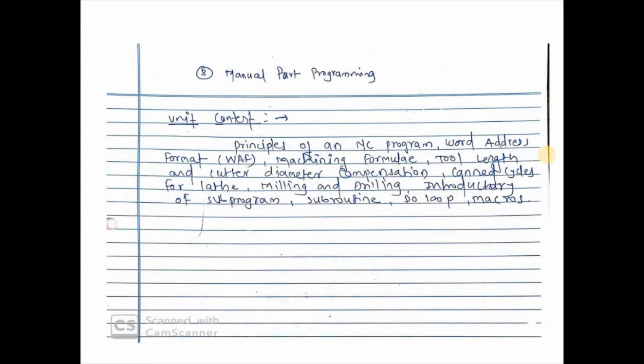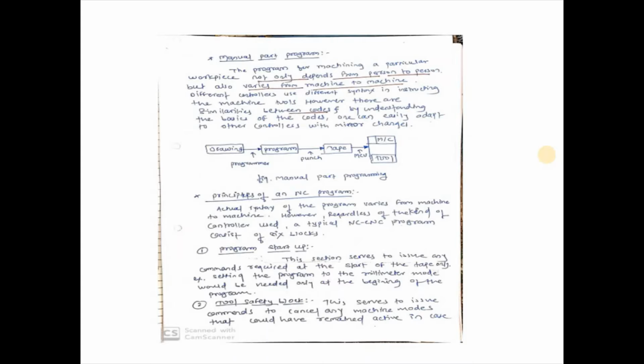By using G code and M code, we are going to create some programming by using this tool length and cutter diameter compensation. We will see the problems related to tool length and cutter diameter compensation, as well as canned cycles for lathe, milling and drilling, and the introductory part of sub-program, subroutine, do loop and macros. This is the unit content for chapter number 8. So we will see them one by one.